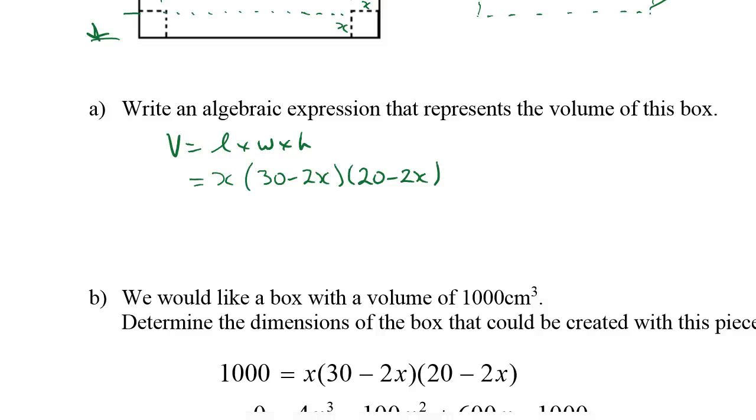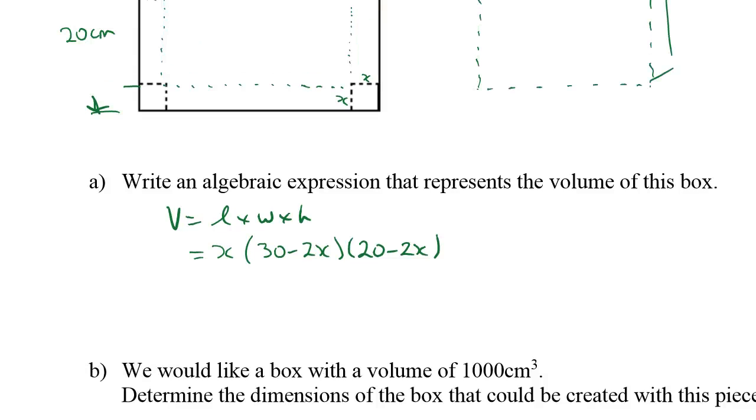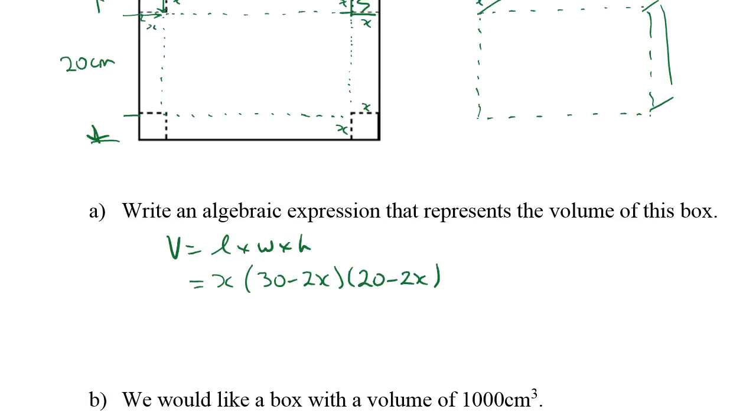And then it says, we would like a box. You know what, before I go on, let's just think about what the value of x could be. All these values have to be positive, right? So let's just think about a restriction here.